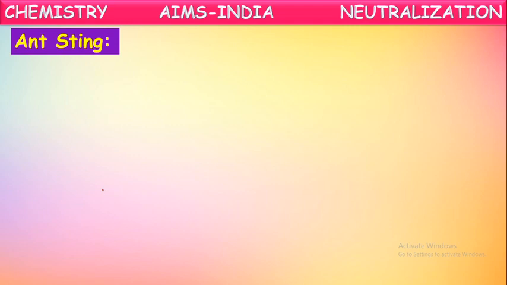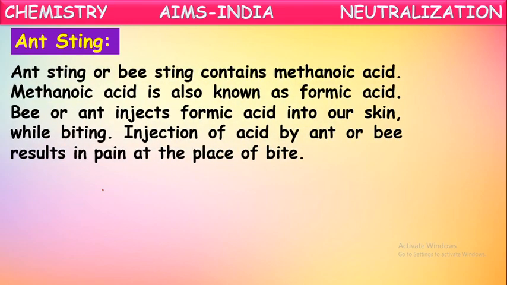Next, one more: the pain from ant stings. Ant sting or bee sting contains methanoic acid. This methanoic acid is also known as formic acid. We studied about this formic acid while discussing organic acids, in the classification of acids that we have seen.